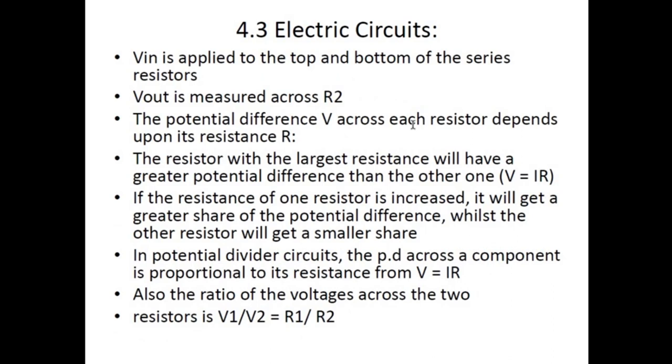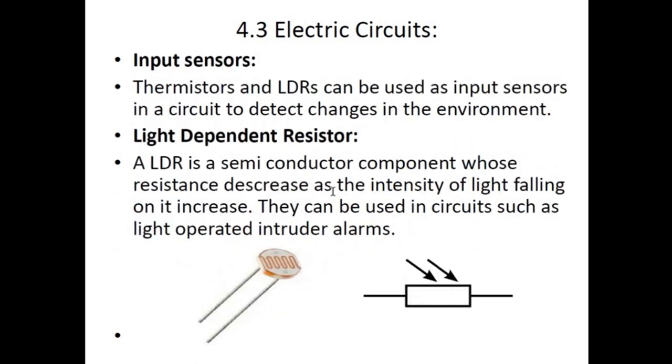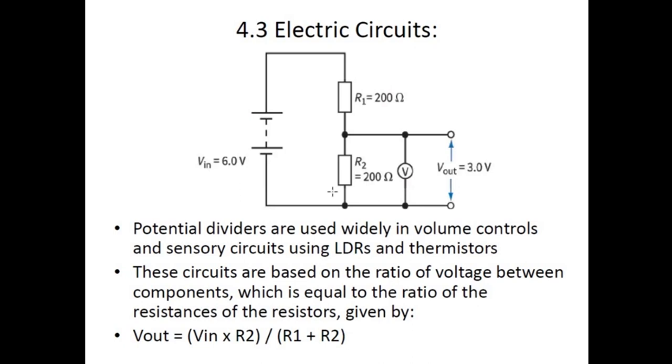The potential difference V across each resistor depends upon its resistance. The resistor with the largest resistance will have a greater potential difference because of V equals IR, and if the resistance of one resistor is increased, it will get a greater share of potential difference, while the other one will get a smaller share. In such circuits, the ratio of voltages across the two resistors is given by V1 upon V2 equals R1 upon R2. If you need to calculate current in any one of the resistors, simply use the V equals IR formula.